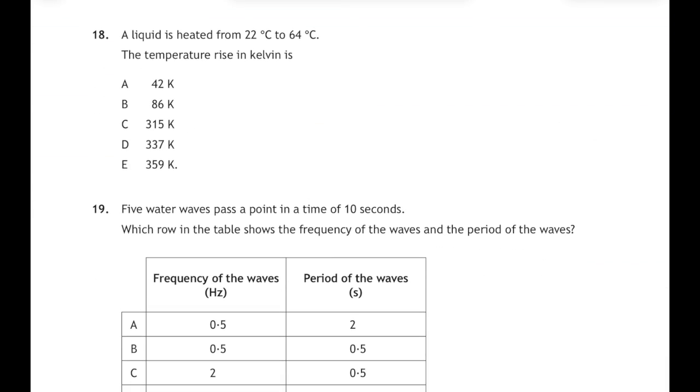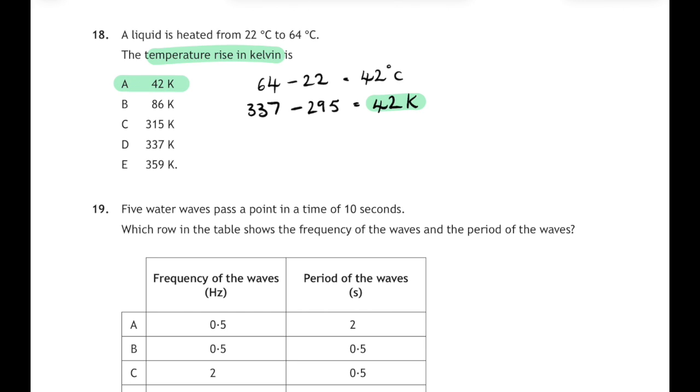Question 18. A liquid is heated from 22 degrees C to 64 degrees C, and what is that temperature rise in Kelvin? Well, if we work out the temperature rise in degrees C, it's 64 minus 22, which is 42 degrees C. And you might be tempted here to add 273 to that, but no. What you should really do is change them both into Kelvin first and find the difference between them. So 64 degrees C in Kelvin is 337 Kelvin, and 22 degrees C in Kelvin is 295, and the difference between the two of them is 42 Kelvin.